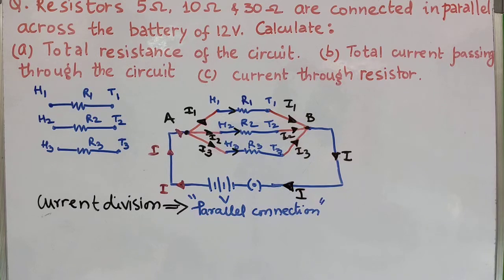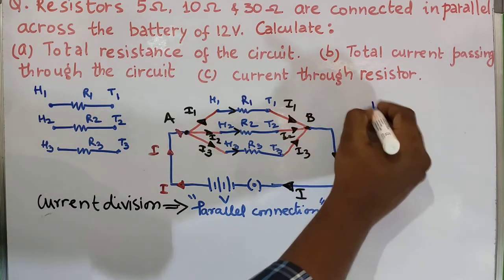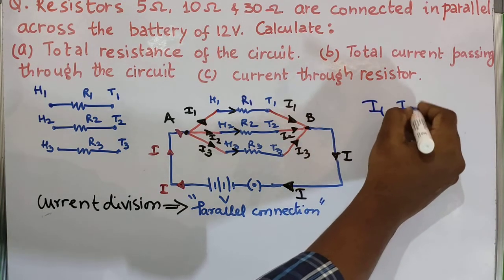So by seeing itself, you are understanding that current division is taking place in parallel connection. In series connection, in the previous video, you have seen that the same current passes through all resistors. Now here the currents passing through them are different: I1, I2, I3.